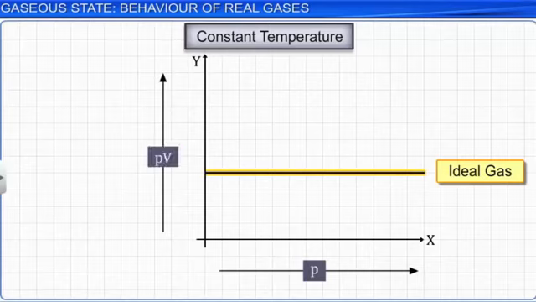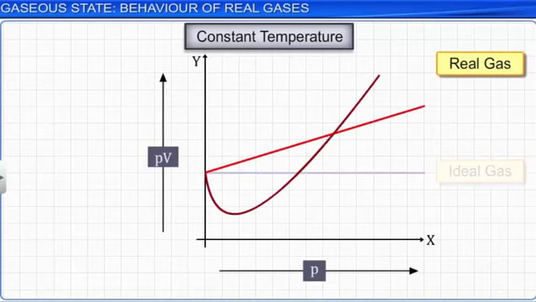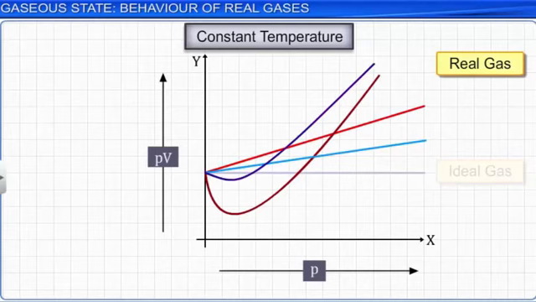However, for a real gas, we find that the plotted line is not a straight line parallel to the x-axis. This shows that real gases, which include almost all the gases such as nitrogen, oxygen, hydrogen, and carbon dioxide, show a significant or an appreciable deviation from the ideal gas behavior.